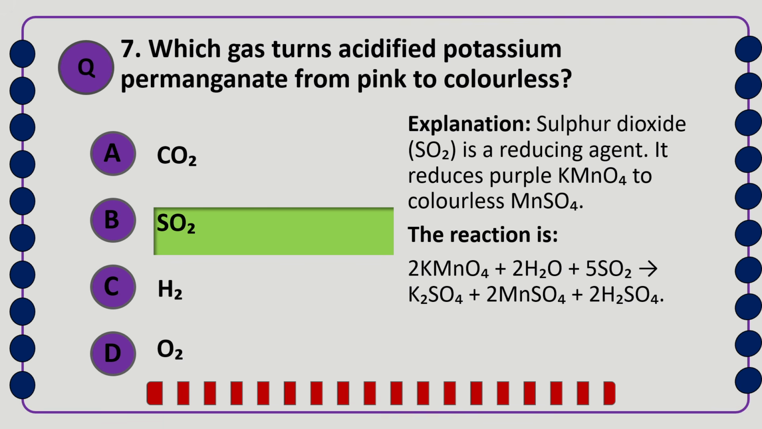KMnO4, what was before reacting with sulfur dioxide, was purple. As soon as it is reacted with sulfur dioxide, it is no more KMnO4, it is MnSO4, which is colorless. I hope the chemistry behind this is clear. So the answer is sulfur dioxide. I hope this is clear. Let us move to the next question.